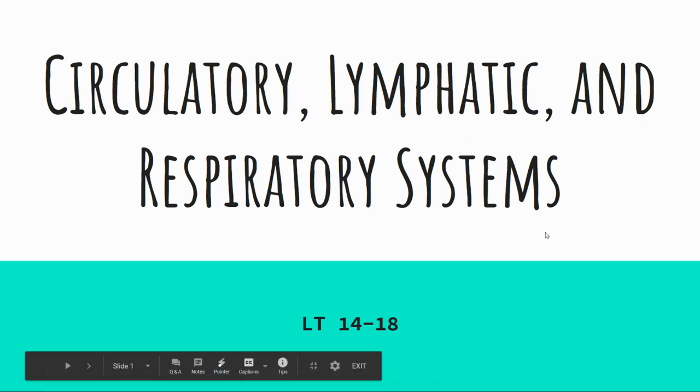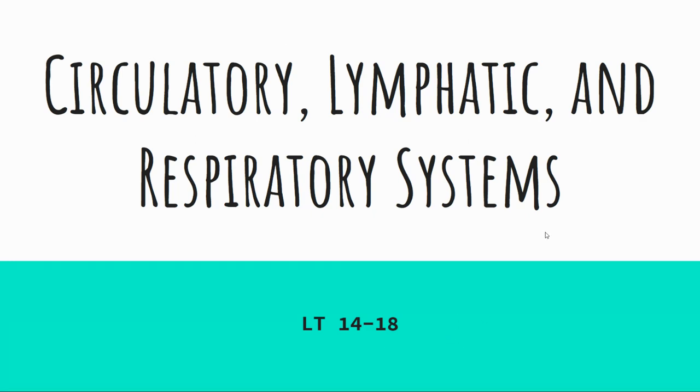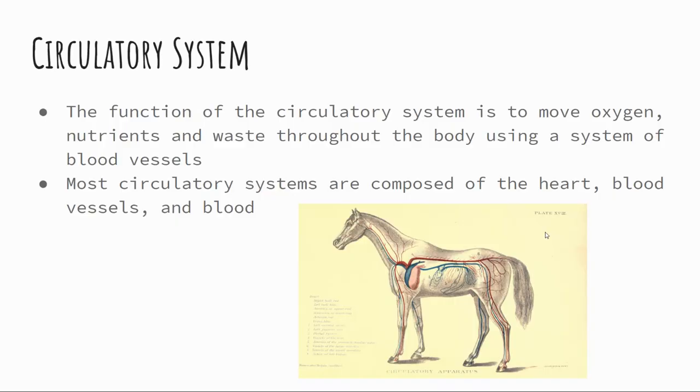All right, so we're going to continue on with the second half of Unit 6, which is going to start with learning target 14 through 18, which is going to deal with the circulatory, lymphatic, and respiratory systems in mammals. So the function of the circulatory system is to move oxygen, nutrients throughout the body and to move waste throughout the body for removal by using a system of blood vessels. Most circulatory systems are composed of the heart, blood vessels, and the blood.